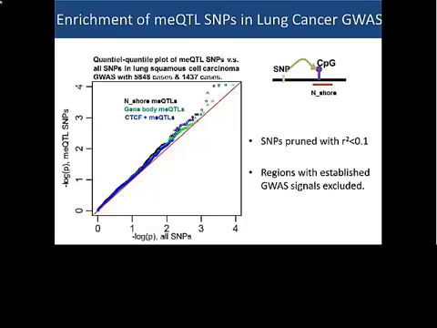As you can see, all of these three Q-Q plots deviate from the expected 45-degree line, which clearly demonstrates that there is some enrichment for these methylation QTL SNPs. But the formal enrichment has to be tested by a formal testing procedure.